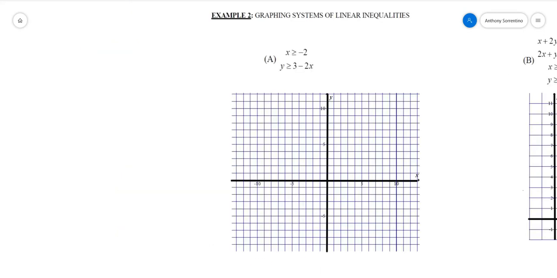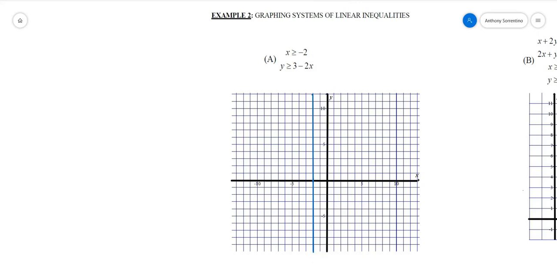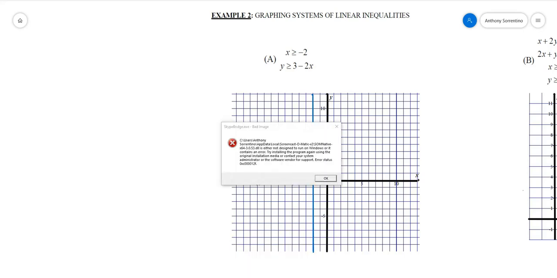For part A of number 2, I have two inequalities: x is greater than or equal to -2, and y is greater than or equal to 3 minus 2x. The first one's not too hard. If I had x equals -2, it's a vertical line, meaning all my x's are -2. It's a solid line because I have the equal to part. Being greater than -2 means I'm in this region to the right, so I'm going to shade that part.